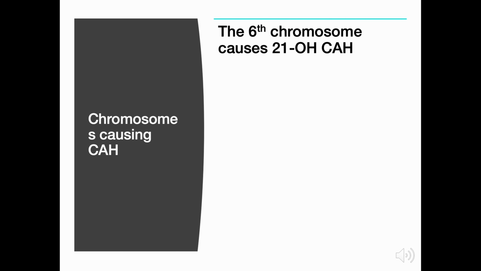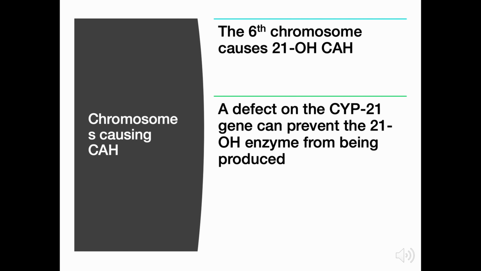Part 2. Now, let's look at chromosomes causing CAH. There are multiple types of CAH, and each type is caused by a combination of genetic defects. Because 21OH CAH makes up 95% of all CAH cases, this video will only focus on genetic defects relating to this. 21OH CAH is caused by mutations on the 6th chromosome, on the CYP21 gene.